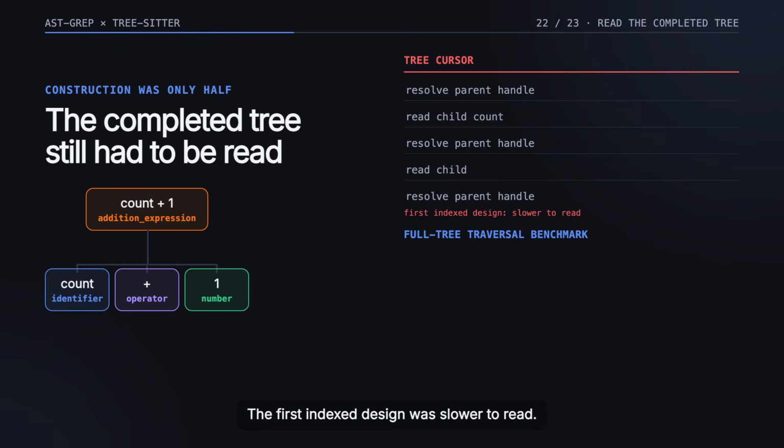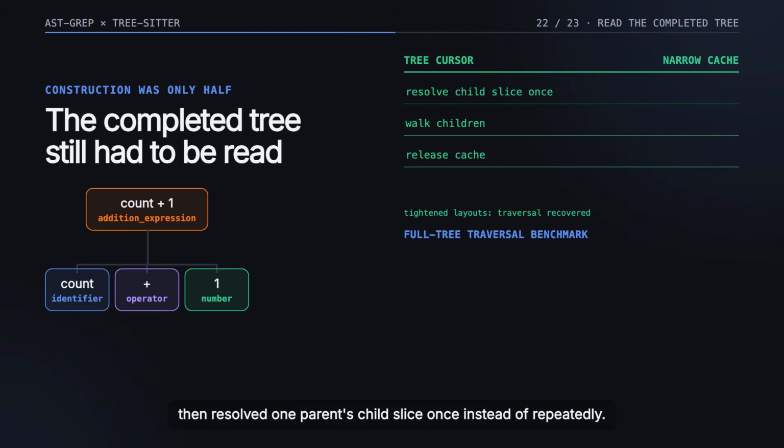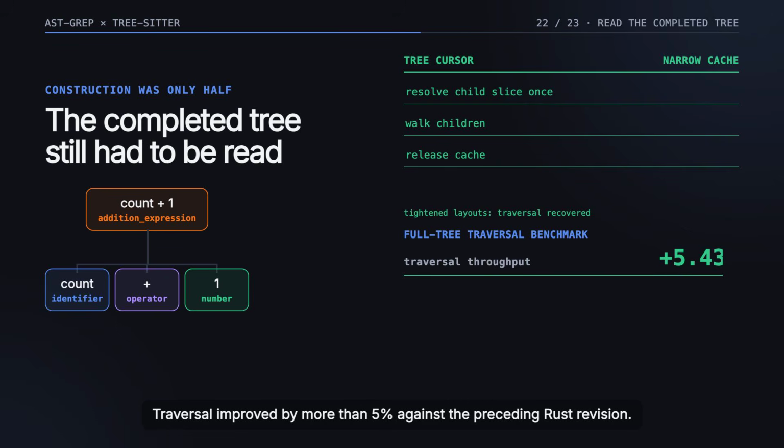The first index design was slower to read. After tightening record layouts, the full traversal recovered. A narrow tree cursor cache then resolved one parent's child slice once instead of repeatedly. Traversal improved by more than 5% against the preceding Rust revision.